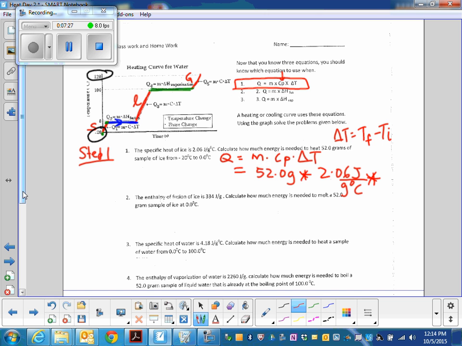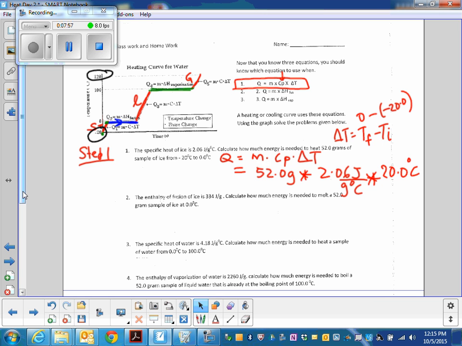My T final is what temperature? 0. What is my initial temperature? Negative 20. So my change in temperature is actually 0 minus of minus 20 degrees Celsius. Would you guys agree? So what is minus of minus 20? Plus 20. Therefore, it's times 20 degrees Celsius. Are we good?